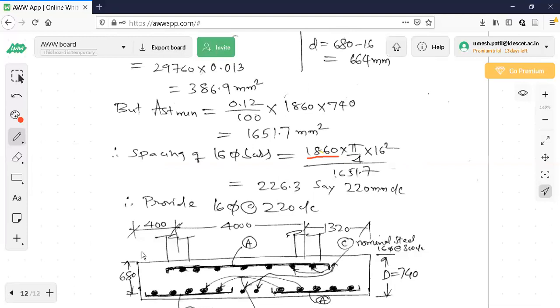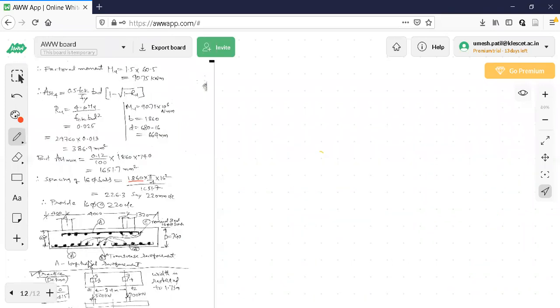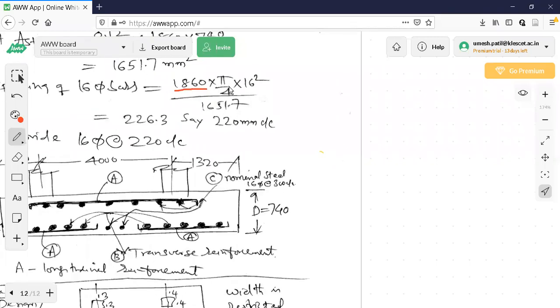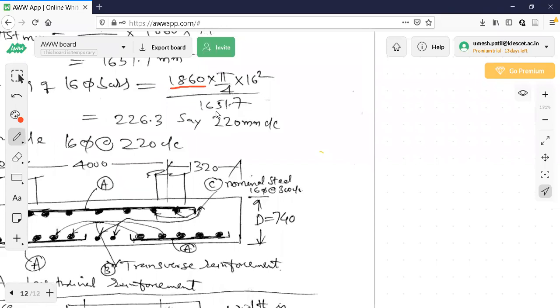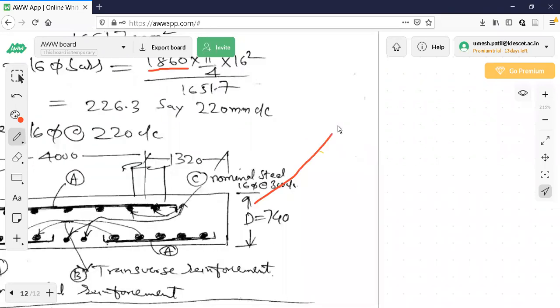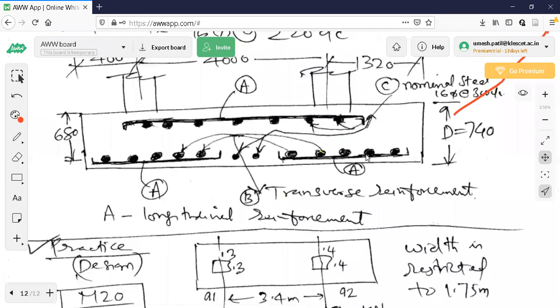Where is it 1860? This one. This is 1860. That has to be used for spacing calculations. So this is 1860 into area of one bar divided by total steel required. So again it is 226, again it is 220 here also. You observe this. Again the same thing has happened. So these two transverse reinforcement bars are okay. These are nothing but 16 mm at 220.